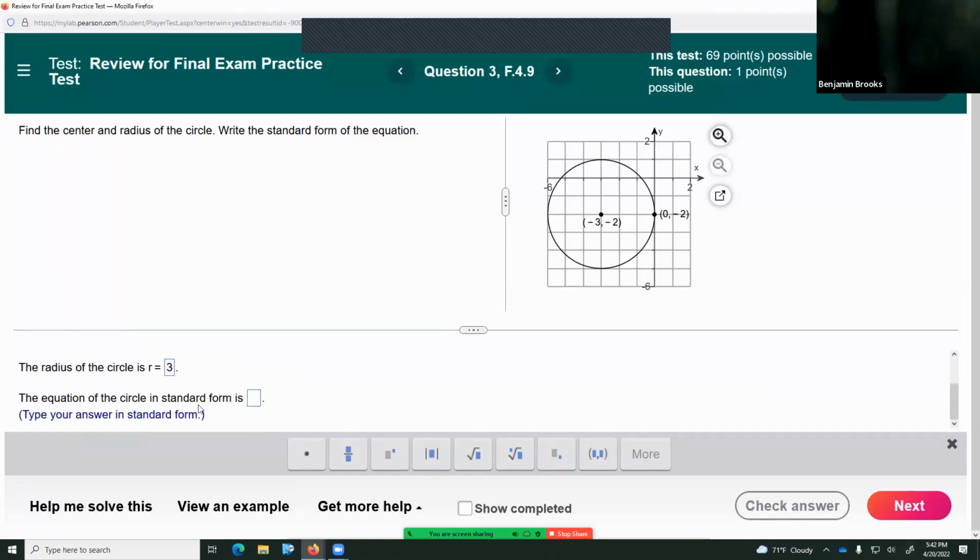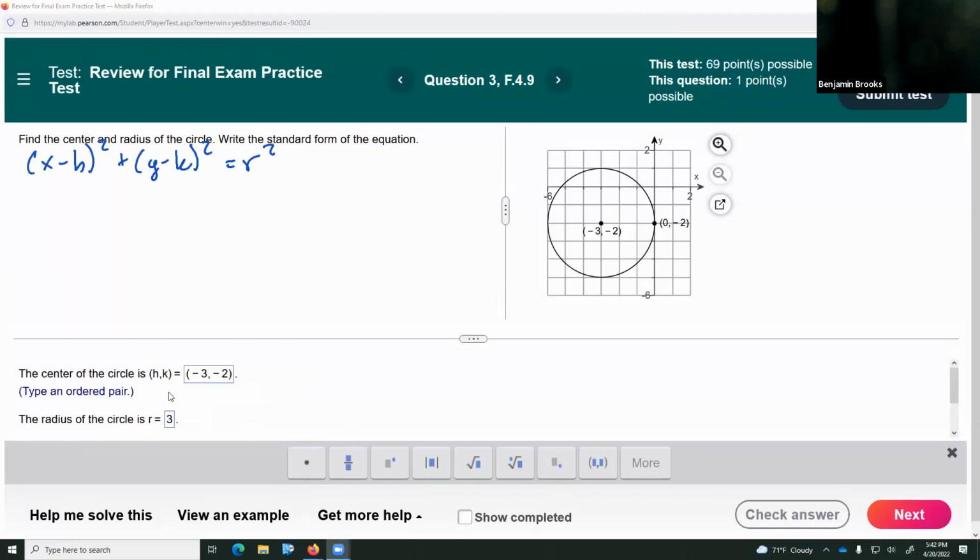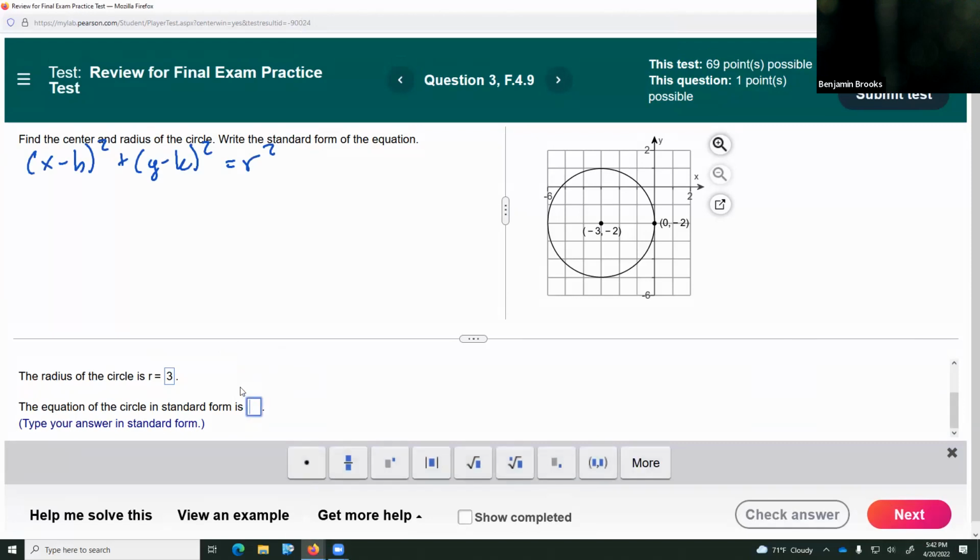All right, the equation of the circle in standard form. Our equations are going to be (x minus h) squared plus (y minus k) squared is equal to r squared, right? Where h and k are your center. So basically we have x minus h, that's going to be x plus 3 in this situation, squared. And then plus y minus k is going to give you y plus 2, squared, equals 9. And that's it.